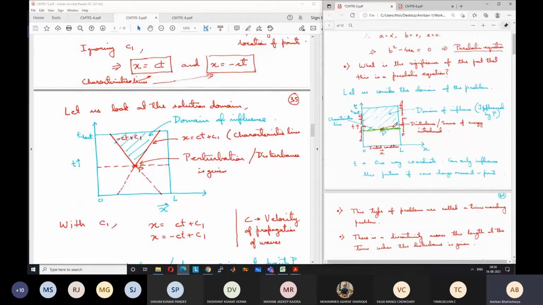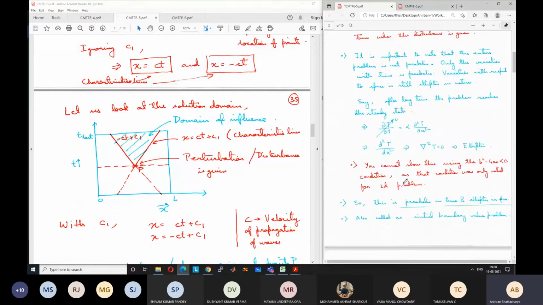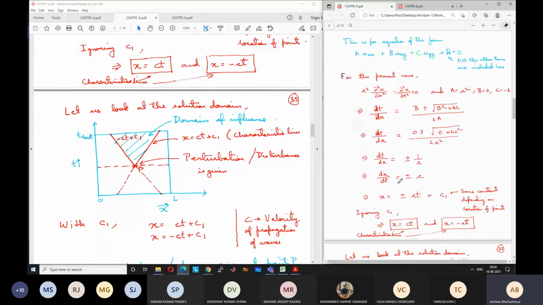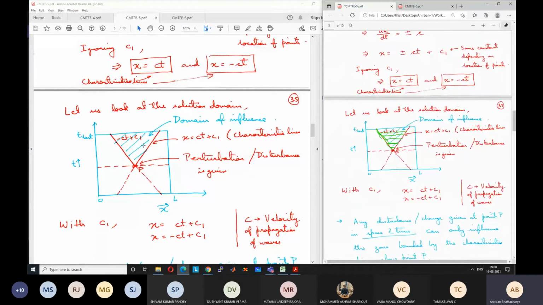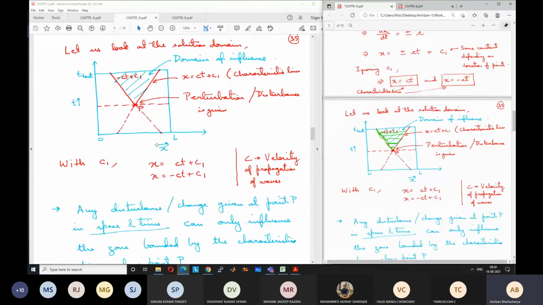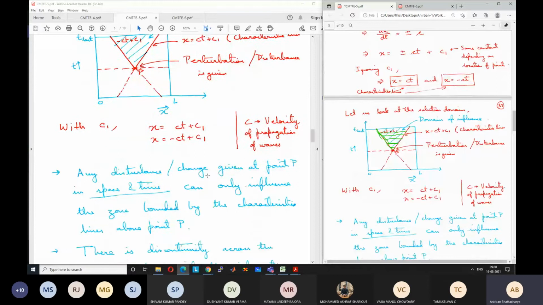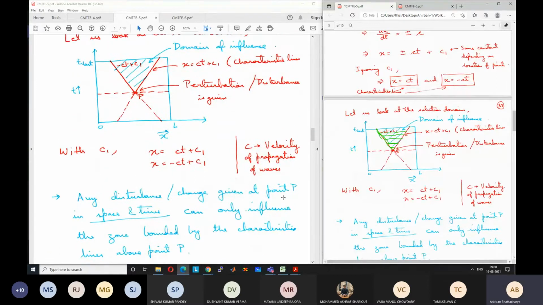So to summarize, any disturbance given at point P in space and time can only influence the zone bounded by the characteristic lines above point P. So for example, if this is the point, here is a point.